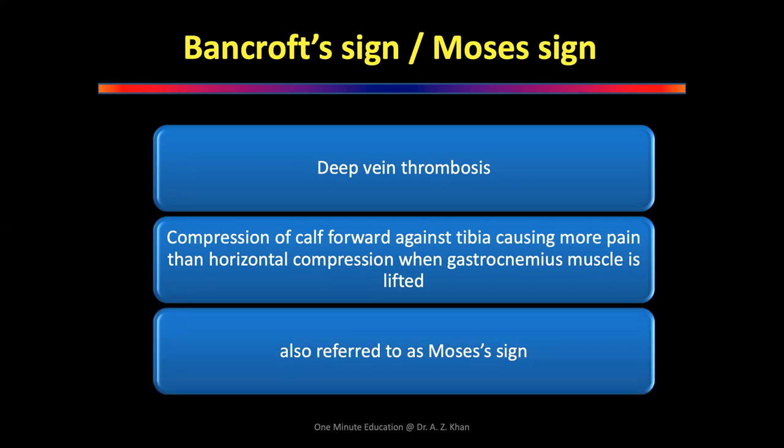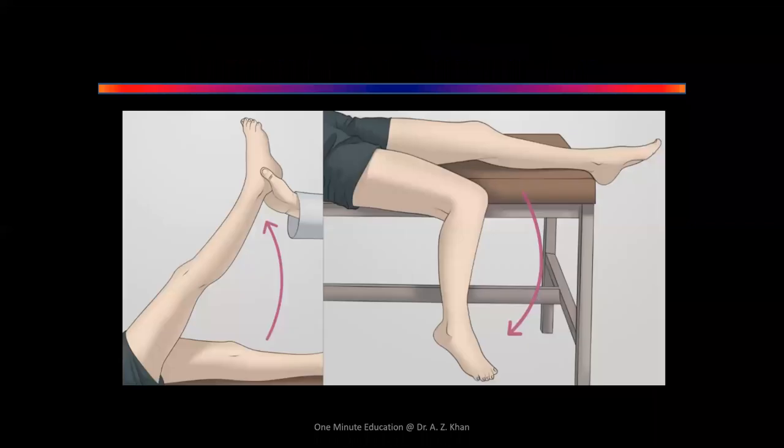Okay? So it is forward and compression, not side by side. When you do side by side, you get no pain. But when you push it against the back of the tibia, you get pain. That is the classical description of a Moses sign or Bancroft sign in deep venous thrombosis. So two signs, Homans sign and Moses sign, you must know for a DVT. Clinically, whenever you get a post-op patient on the ward who is complaining of shortness of breath or swelling of the leg or pain in the leg, think DVT, okay? Post-op patient, always DVT. Okay, again, this is a repetition of a previous slide.